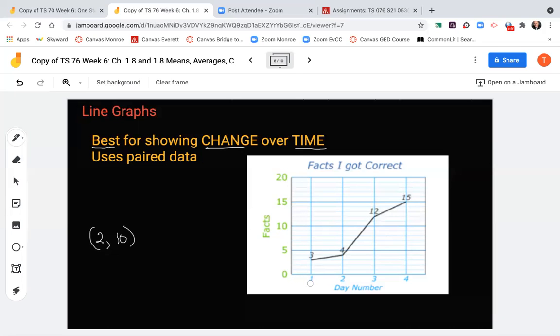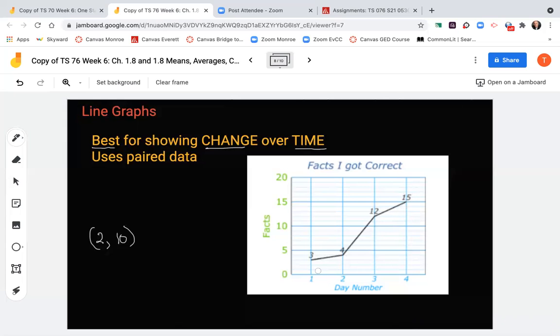After the first day, I got 3 facts right. I'm studying, okay? After day 2, I didn't make a big improvement. I improved by 1 fact, but I kept studying, and from day 2 to day 3, I jumped up to 12 facts. So basically, I tripled my amount of facts. And after 4 days of studying, I had 15 facts in my head. And let's say that's how many I needed to pass the test. And I felt like, okay, I'm ready.